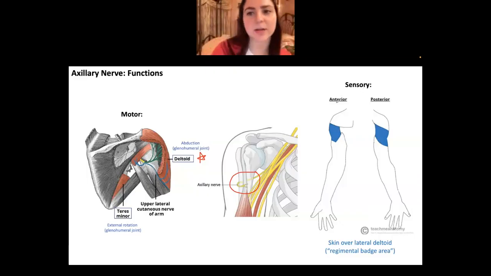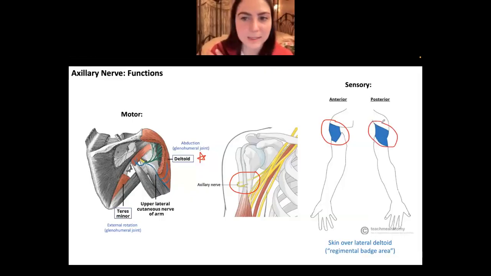And then in terms of sensory, like I said, they're going to show you anterior and posterior. That's probably better than palmar and dorsal like I'm talking about, but you know what I mean. So the front and back, it's on both sides, which is good. So it's basically this part over the lateral deltoid. So literally where the deltoid muscle is, you'll lose sensation there, or you'll have pins and needles and tingling on both sides.